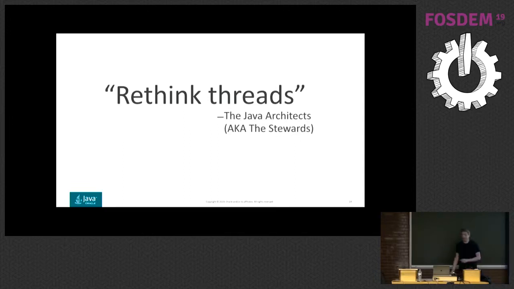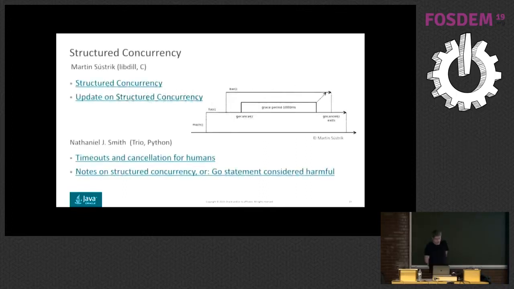But shortly after we had that conversation, we happened to find a blog post by a guy called Nathaniel J. Smith. You may have heard of it. It's called Notes on Structured Concurrency, where he describes something called structured concurrency. It was not his invention. It was probably due to Martin Sustrik, in a library called libdill, who invented it. But these two blog posts are terrific. And it was one of the very rare occasions, at least in my career, that I read a blog post and said, yeah, that's the way to do it.